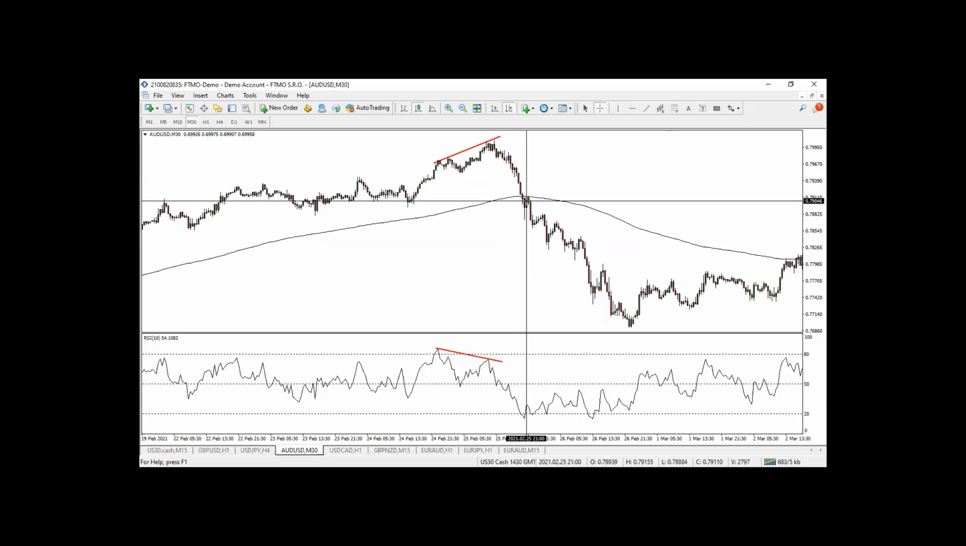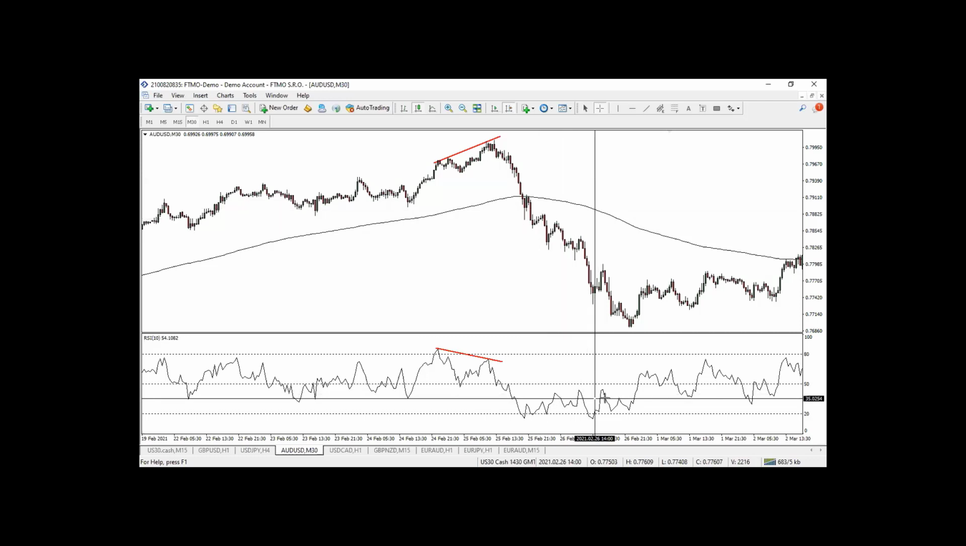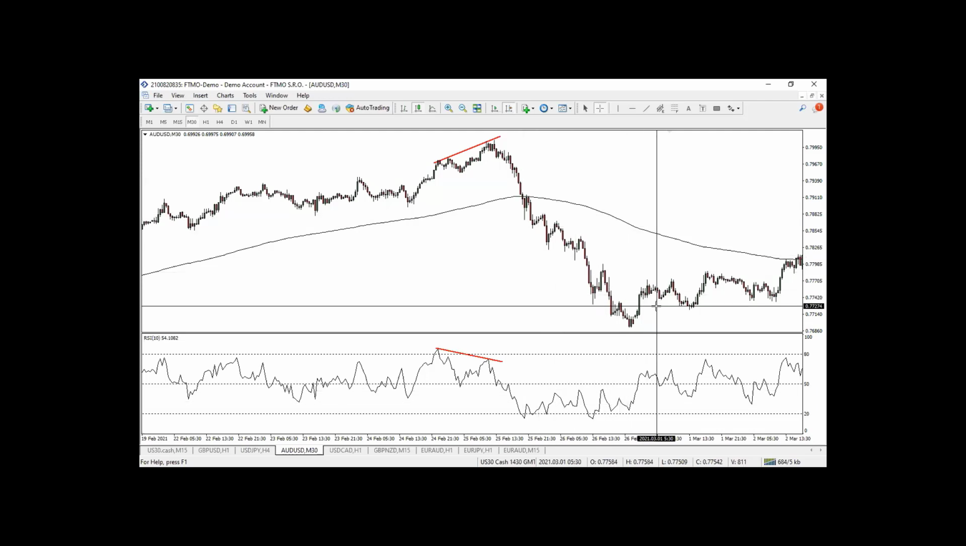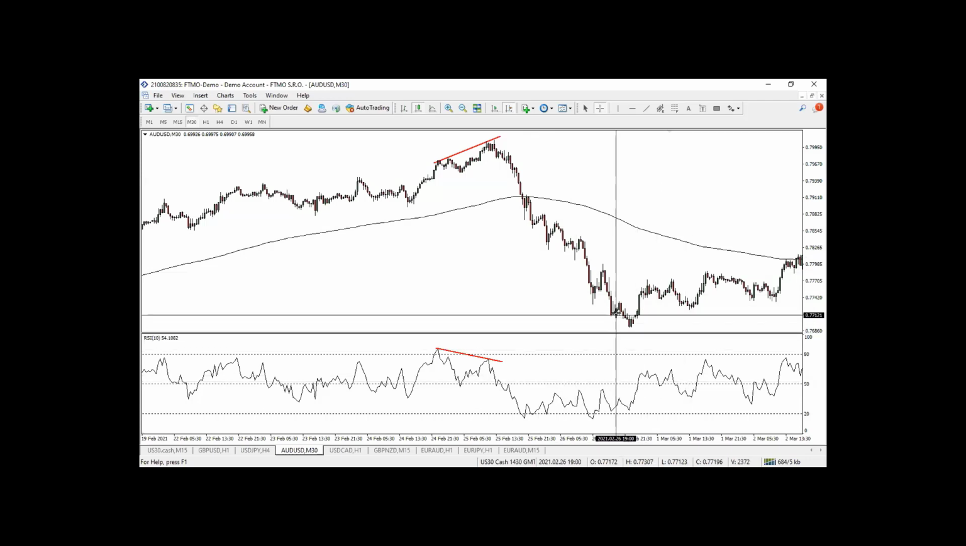So you can see that. Once you are below this level, you are only looking for sell. So look at what happened. Price came down. Now, look at this place. Price is doing lower low, right? Yes, sir. Then RSI is doing higher high.